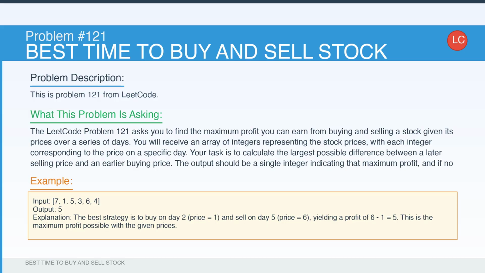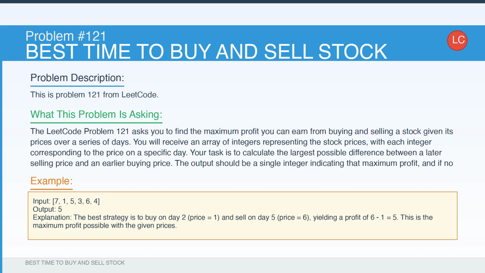For instance, consider the input array 7, 1, 5, 3, 6, 4. Here, the most strategic choice is to purchase the stock on day 2 when the price is at its lowest, 1, and subsequently sell it on day 5 when it peaks at 6. This yields a maximum profit of 5. If the data indicates no profitable opportunities, the output should simply be 0.